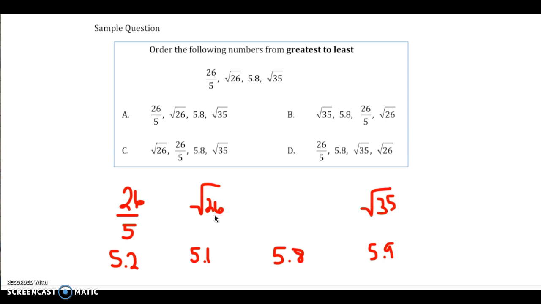Then we've got 5.8. Again, we don't need to worry about that. And then the square root of 35 is super close to the square root of 36, which is 6. So again, I just kick it a little bit less than 6, and I estimate it to be 5.9. So by my estimation skills, I need the square root of 35 first. That's my largest value. Okay, and B is our only example with the square root of 35 being the largest value. And then just to check, we should see 5.8 and then 26 fifths and then the square root of 26 as our order.